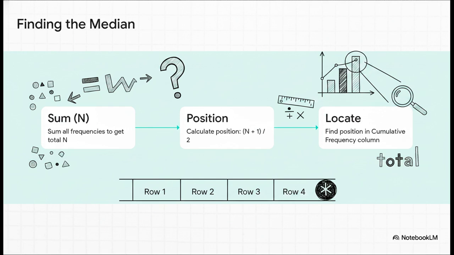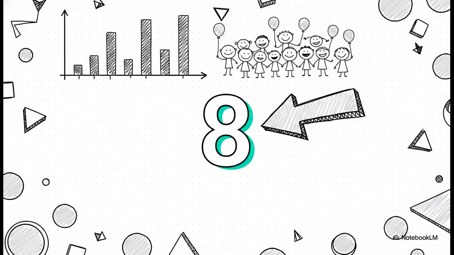Now we make our running total, the cumulative frequency. Row 1 takes us to position 12. Row 2 gets us to position 32. Row 3 takes us to position 55. We still haven't hit 60.5, but row 4, that takes our running total all the way to 120, which means the 56th position all the way through to the 120th position is occupied entirely by those 8-year-olds. Because our target position of 60.5 falls squarely right in that middle chunk, our median age is 8.